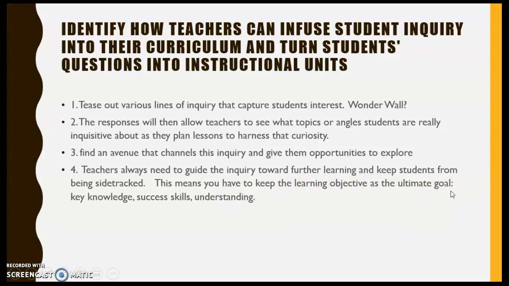And for me, the learning objectives are always the key knowledge that I want them to know, success skills, the skills that will give them success as 21st century students or 21st century citizens, and just understanding. And when you understand something, that means you can take it, put it in your mind, turn it around 3 or 4 times, and then use it to basically anything you want to.